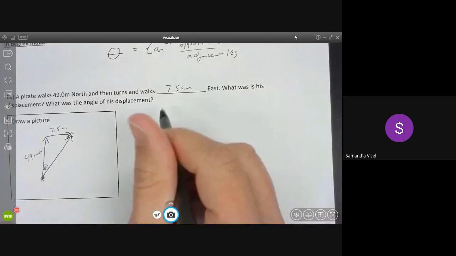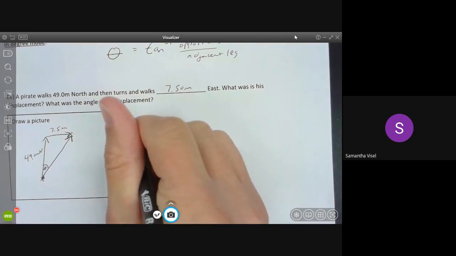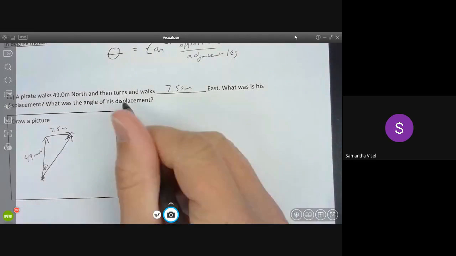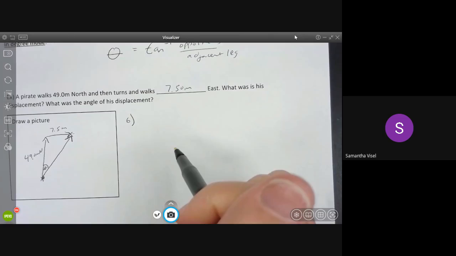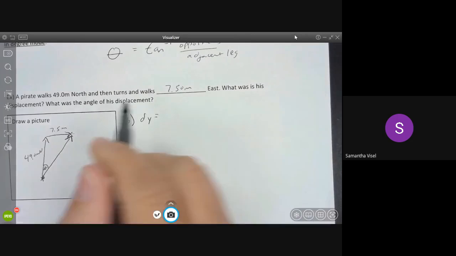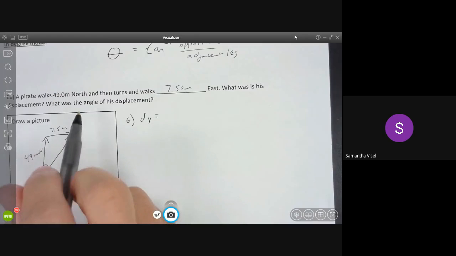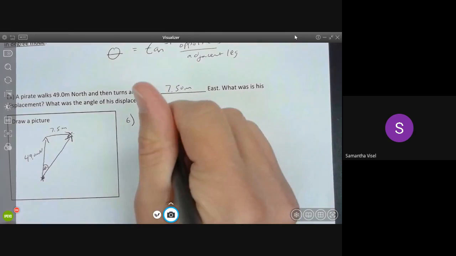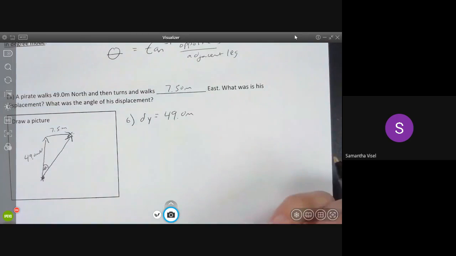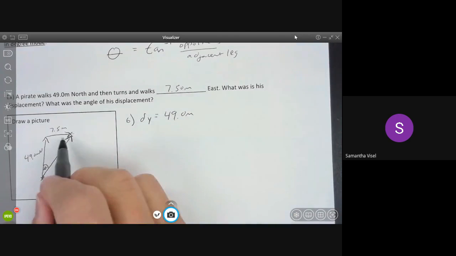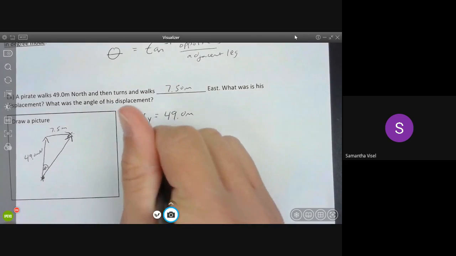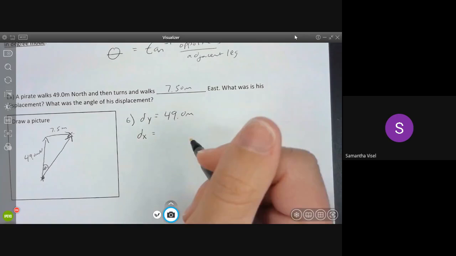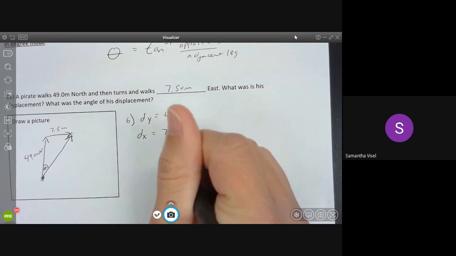So to solve for this, I'm going to write out, of course, my givens, what I have. So I have two distance values. I want to think of what direction they are. So dy, distance in the y direction, is going to be my pirate goes 49 meters north. North is a vertical or y direction. And then he turns and walks 7.5 meters east. East is a horizontal or an x direction, so that's going to represent my dx. So d for the distance traveled, with subscript x for the direction.